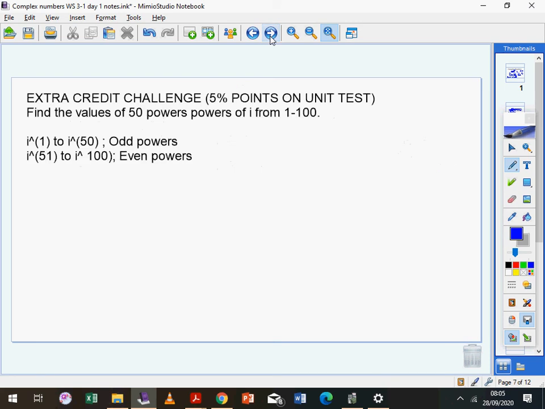You're going to get 5 points on your next test if you can figure out the powers of I. Just pick 50 of the numbers from 1 to 100. You can start at I1, I2, I3, I4, all the way to 100, but just pick out 50 numbers. My suggestion here is that you do the odd powers from 1 to 50 and the even powers from 51 to 100. If you have that done before the end of the day tomorrow, not today, you get your extra credit.